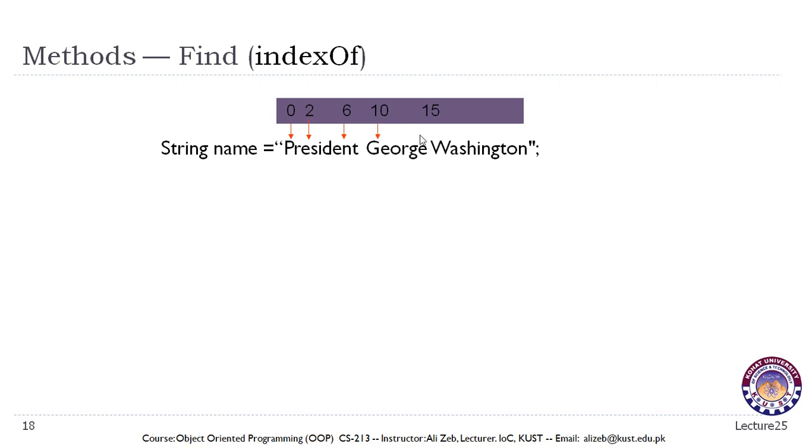We have character 10 and the index position of the character 15, that is W, and G is the character at position 10 in this string.